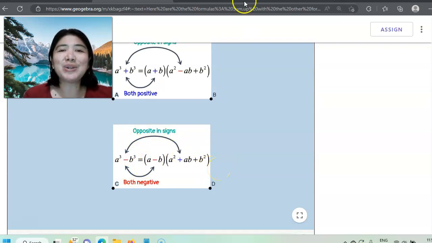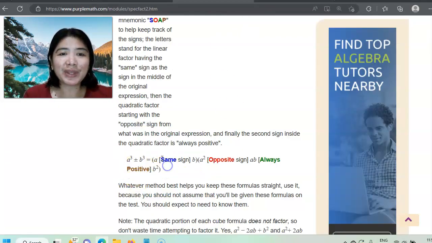So I hope that this mnemonic helps. Okay, so same sign, alright, for the second term of the binomial factor, and then opposite sign, the second term of the trinomial factor, and then always positive for the third term of the trinomial factor.